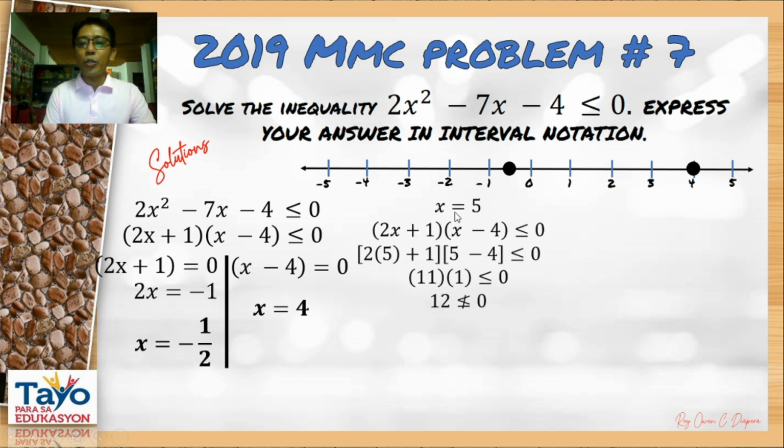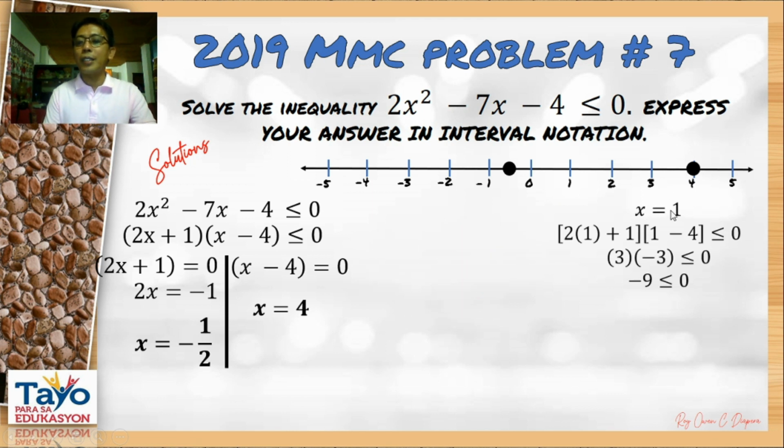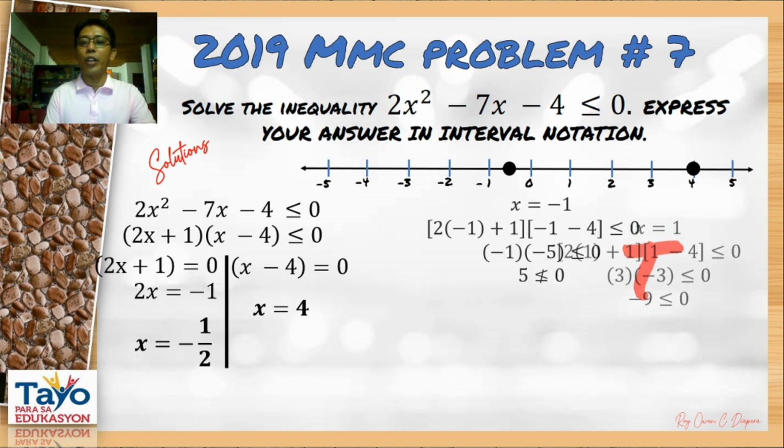So if we substitute x is equal to 5, which is greater than 4, it gives us 12 is not less than or equal to 0. So this becomes false. Now let us try the points in between negative 1/2 and 4. Shall we say x is equal to 1, which is a point between negative 1/2 and 4. And negative 9 is less than or equal to 0, which is true. Now, let us try the other region, the last region.